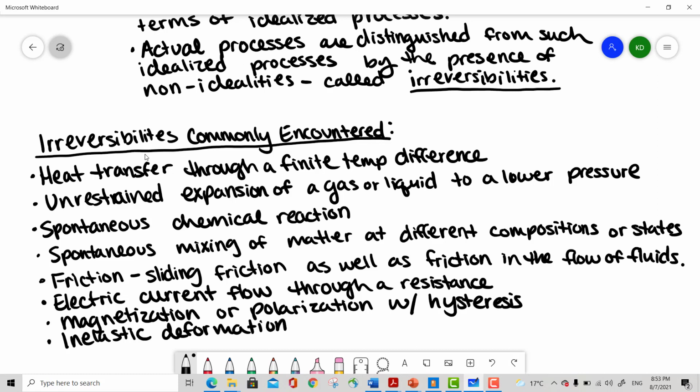Okay, and so all actual processes involve effects such as these listed, including naturally occurring processes, ones that involve devices we construct from the simplest mechanisms to the largest industrial plants. So just some examples to help you wrap your head around the difference between a non-idealized process and non-idealities.